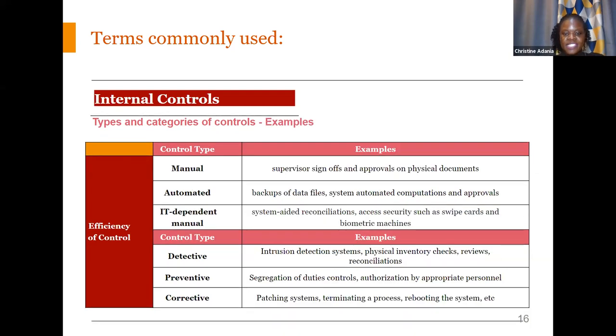Just as an example, manual controls would be physical file sign-offs. So maybe you have a purchase order and you need your supervisor to get a pen and sign it off. Automated would be backup of data files. Most times it's just scheduled to run maybe at midnight. Whether you're there or you're not there, the file is going to run. Then you have system automated computations and approvals.